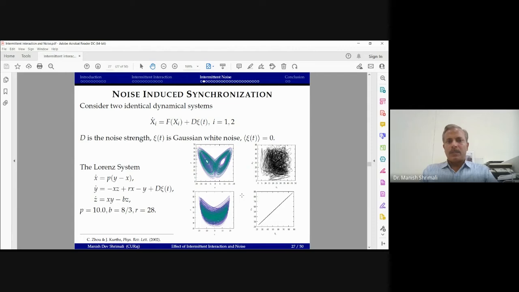We can consider, say, two identical oscillators with the dynamic equation x dot equal to f of x. When we look at the synchronization, we don't observe the synchronized state in the absence of interaction. When we consider a common noise, for example Gaussian white noise, can we observe the synchronization? Yes, it was observed in the literature that if we consider uncoupled identical oscillators in the presence of noise, they go to the synchronization state. And this is the example of the Lorenz system.